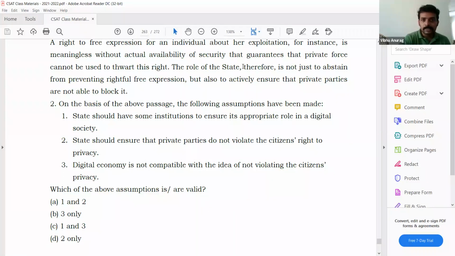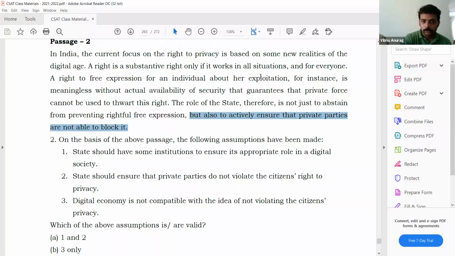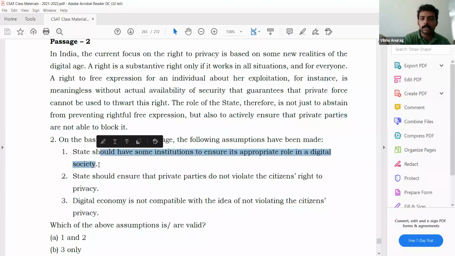Yes, it's given here that the state must actively ensure that private parties are not able to block it. How will the state actively ensure it? It means the state should go out and stop people from exploiting others' right. So they need to have some institutions. That's why the author believes the state is not a person, so state cannot do it itself. The state will function through some organization. So some organization must be present to actively ensure that private parties are not able to block it.